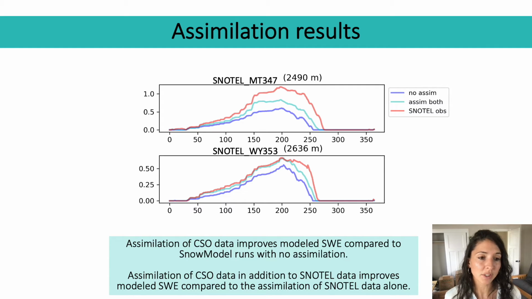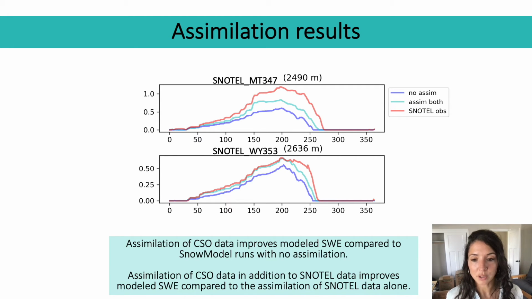First, the assimilation of CSO data improves modeled SWE estimates compared to snow model runs with no assimilation. And second, the assimilation of CSO data in addition to SNOTEL data improves modeled SWE compared to the assimilation of SNOTEL data at the majority of evaluation sites. This is really impressive considering that SNOTEL provides regular SWE observations, while CSO observations were contributed opportunistically by citizen scientists and are relatively random in space and time. In Wyoming, we found that the overall top-performing runs assimilated a combination of CSO and SNOTEL data.